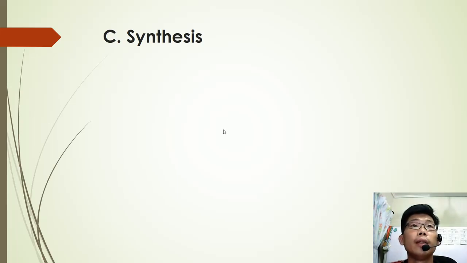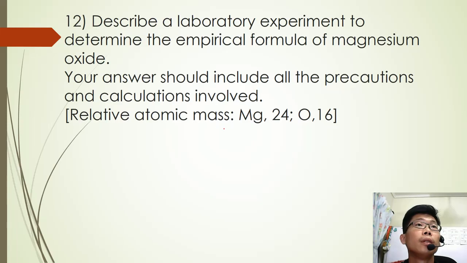Okay, next we look at the synthesis questions. Describe a laboratory experiment to determine the empirical formula of magnesium oxide. Your answer should include all the precaution steps and the calculation involved. Given to you the relative atomic mass for magnesium is 24 and oxygen is 16. So this is a paper 2 question.